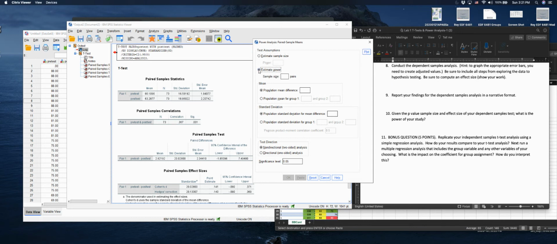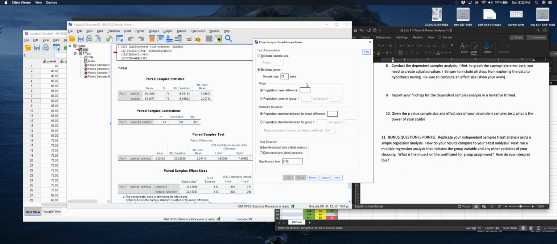When I click on estimate power, it gives me the option to put in the sample size. And so that is a required box for this analysis tool. So sample size would be the number of pairs that I have, number of pairs of scores. Well, that's the number in the descriptive statistics box, which would be 73. So I have 73 pairs of pre-test and post-test scores.